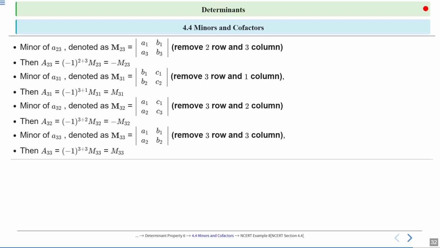Okay, so by using the minor on all the elements, by removing the ith row and jth column, and then multiplying with minus 1 to the power i plus j, we calculate the cofactor of all the elements.